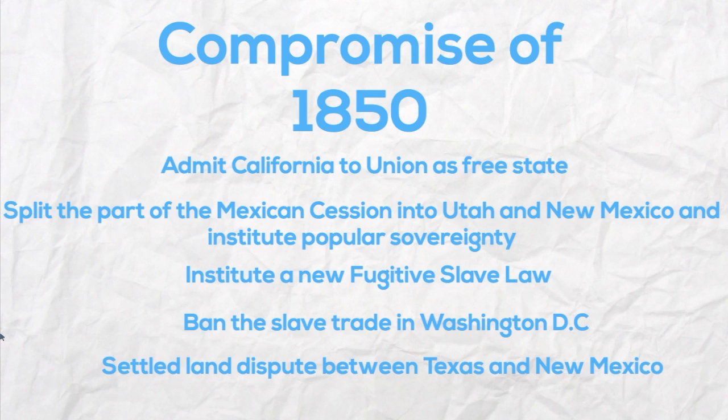They also banned the slave trade in the District of Columbia, Washington, D.C., and it also adopted a new, rigorous fugitive slave law. Other causes include Bloody Kansas, where abolitionists and slavery supporters couldn't decide whether Kansas should be a slave state or a free state, so they started fighting. My opinion, this is kind of like a little mini pre-Civil War.